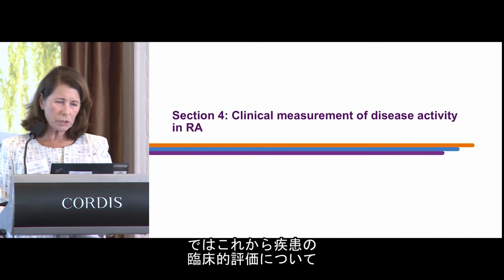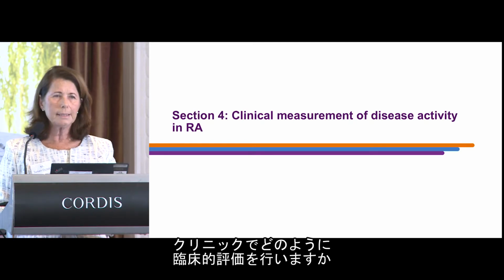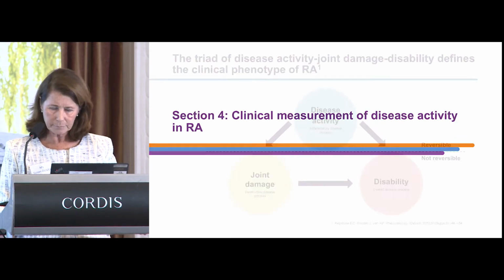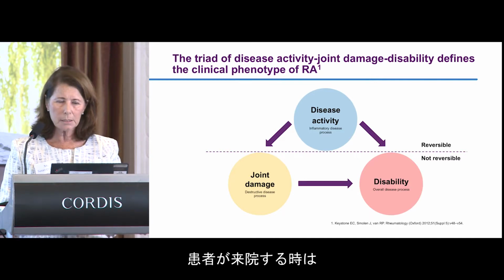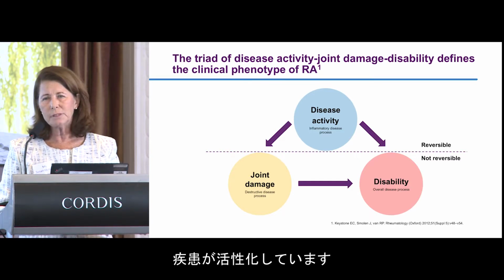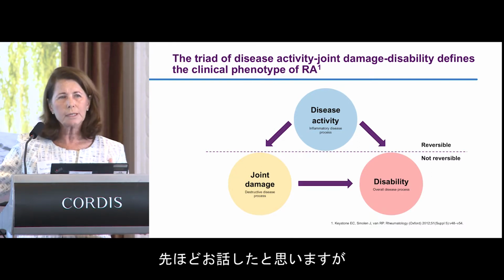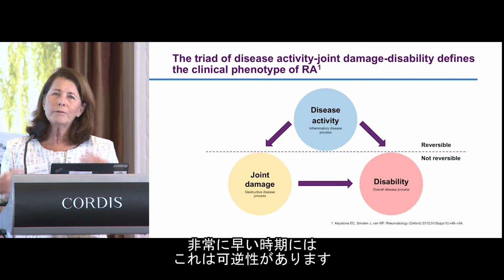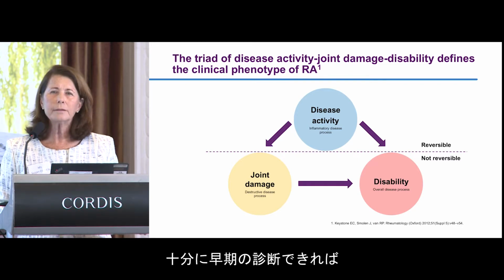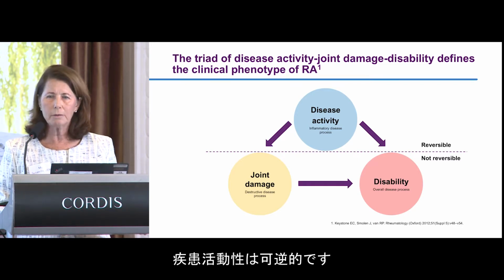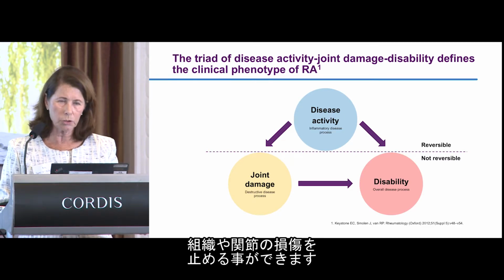And now I'm just going to be talking to you about clinical assessment of the disease. So how do we make that clinical assessment in clinic? And we know that when patients present, they present with active disease. And disease activity and the inflammatory disease process, which we've just looked at a little while ago, in those very, very early phases, that is reversible. If we get the patient fast enough, we can reverse the disease activity. We can stop the damage to the tissues and the joints.